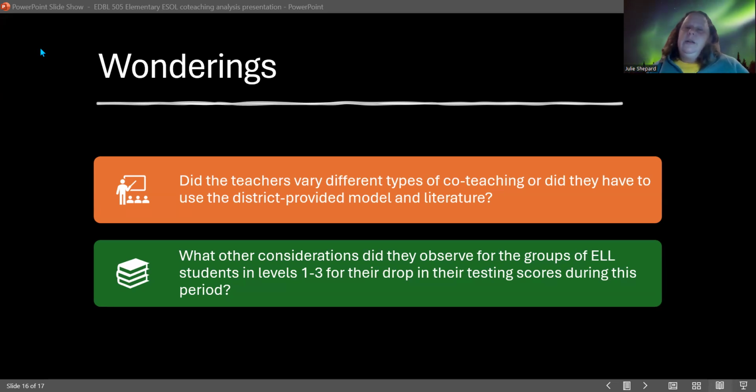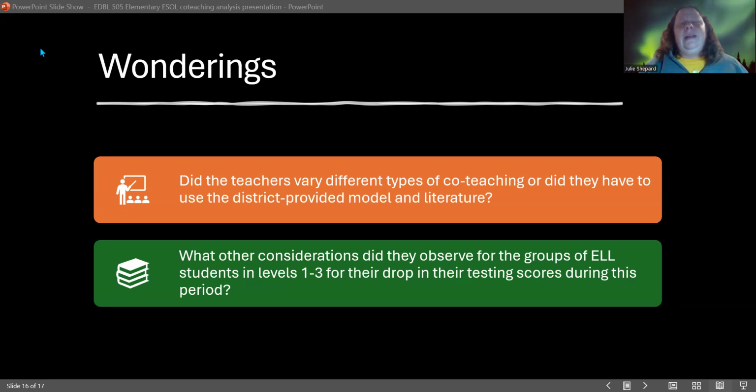What I found, I was curious, I had questions after reading the research, is when the teachers talked about the models not working, did the teachers who struggled with the co-teaching try different models, or did they just do like one and done, like this isn't working for me? There was no research to answer that question for myself. And then what other considerations did they observe for the groups of ELL students in levels 1 and 3?